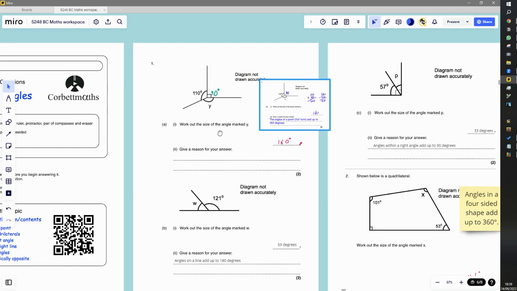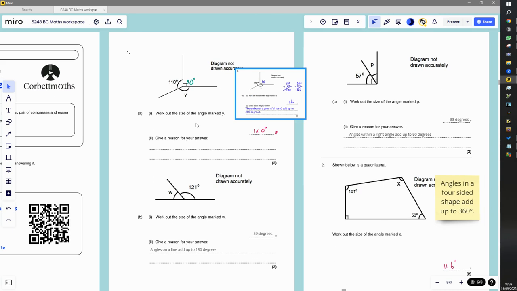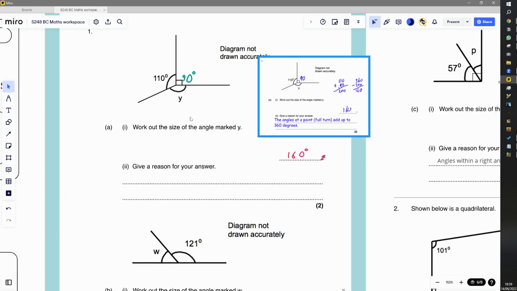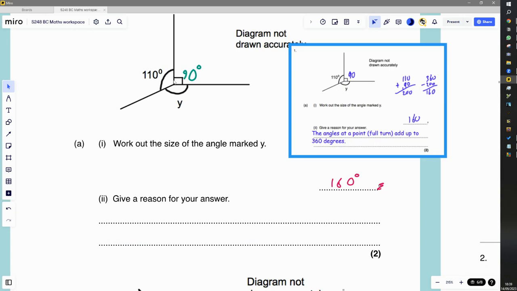Now, what I said to the other students as well is that basically this is application of knowledge. So the knowledge in this first case is that the angles around a point add up to 360 degrees. Then the other knowledge is to know that this is 90 degrees. This is a symbol for a right angle, so it's 90 degrees. So the application of that knowledge is to realize that if they all add up to 360 degrees, then you can work out y by subtracting this from 360 degrees and that gives you 160.